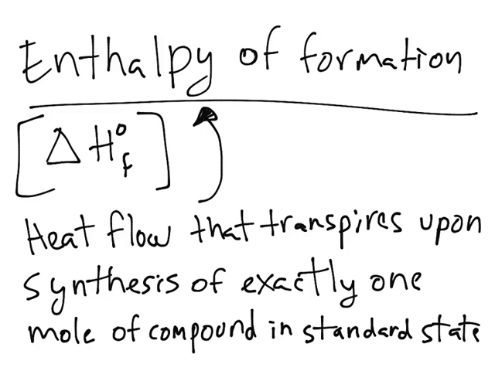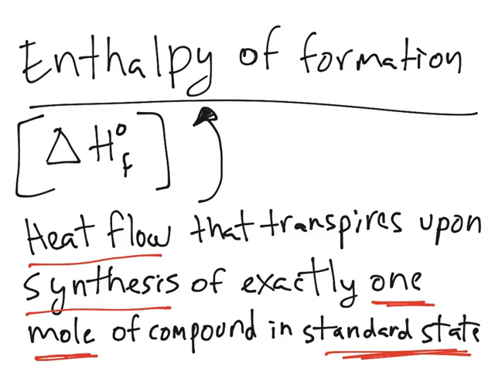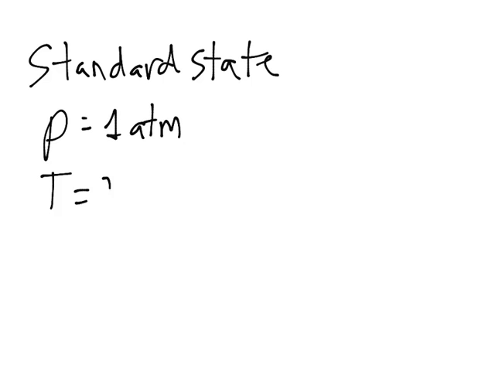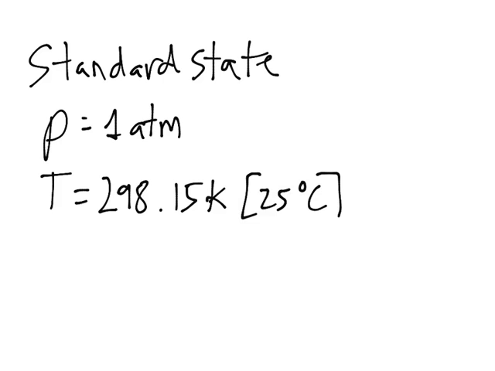However, keywords you should know: heat flow, enthalpy. Synthesis means that 2 elements will form a compound. 1 mole, keep that in mind, in standard state. And if you don't remember, standard state represents a pressure of 1 atmosphere and a temperature of 298.15 Kelvin. That is 25 Celsius, if you remember Celsius.